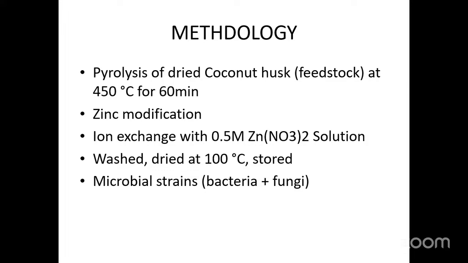As I said earlier on, the feedstock was coconut husk. We air dry it, and then it was put in a kiln and underwent pyrolysis for 1 hour, after which we used zinc nitrate solution, 5 molar, and then we put in the biochar, and then we performed ion exchange, after which we filtered it and dried it in an oven at 100 degrees Celsius. And then we tried it against some microbial strains and some fungi.